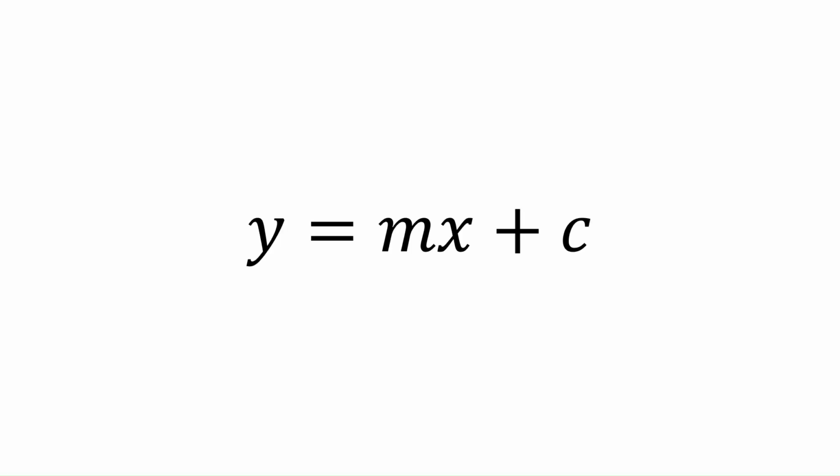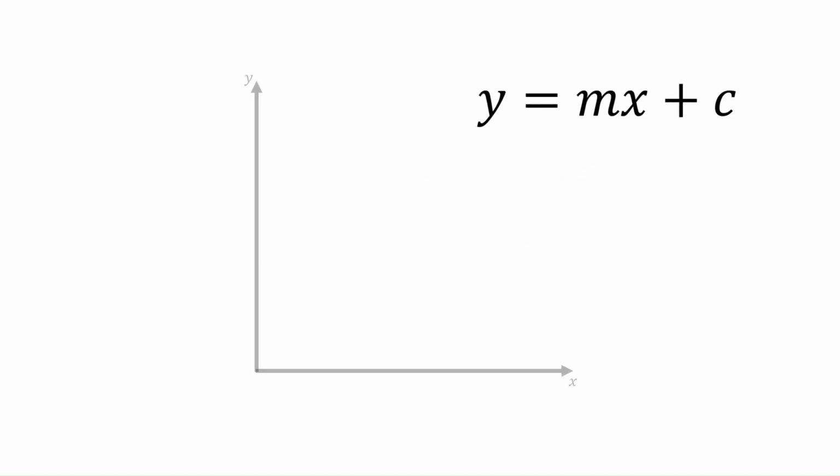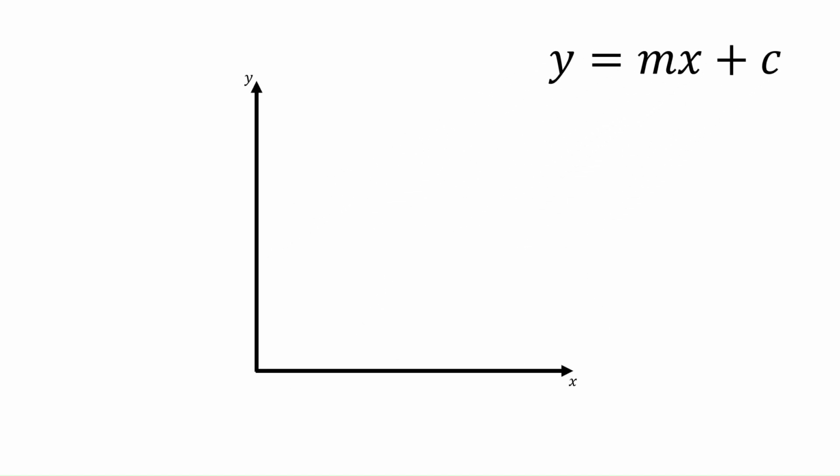Well, the equation of a straight line is y equals mx plus c, where m is the gradient and c is the y-intercept. To understand what these are, we're best to think graphically. Now, as I said, this is the equation of a straight line, so we can draw that here.